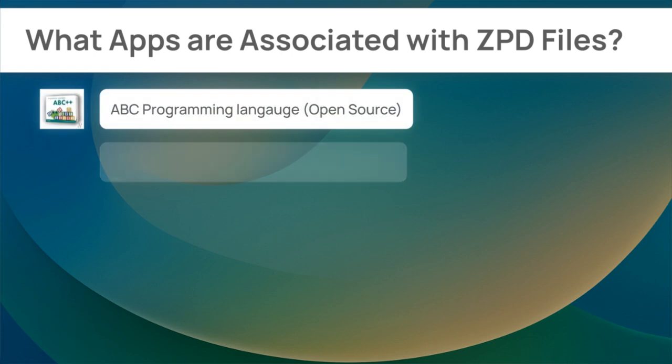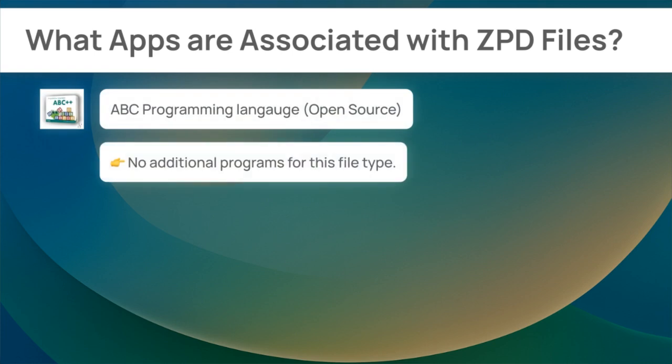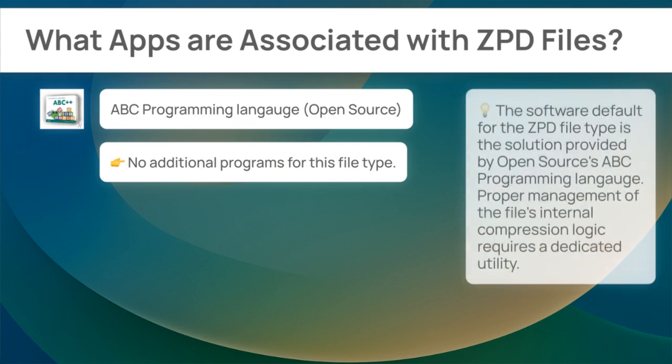The ZPD file originated with and is formally handled by the ABC programming language developed by open source. Proper management of the file's internal compression logic requires a dedicated utility. Windows may show the code, but executing it requires the matching scripting tool.